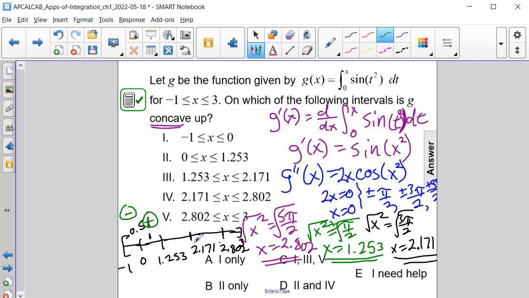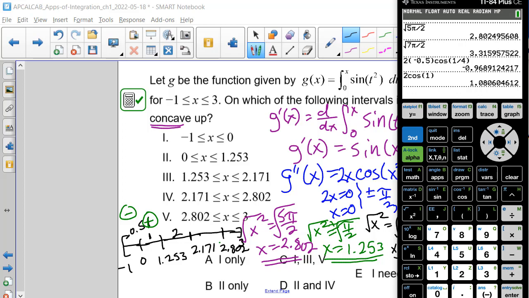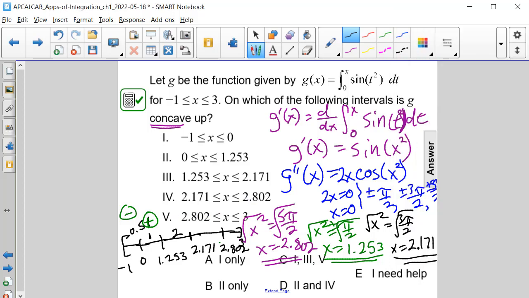All right, now we got to pick a value in between 1 and 253 thousandths and 2 and 171 thousandths. We could select 2 as that value. So 2 times 2 is 4 times the cosine of 2 squared, which is also 4. So we're going to do 4 times the cosine of 4. And that's a negative value. So here we have concave down within this interval.